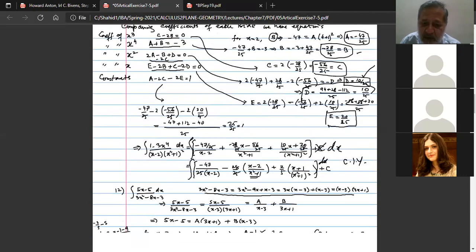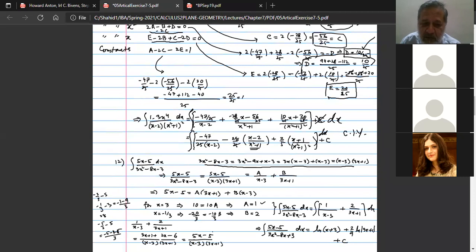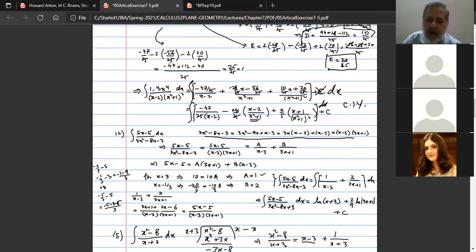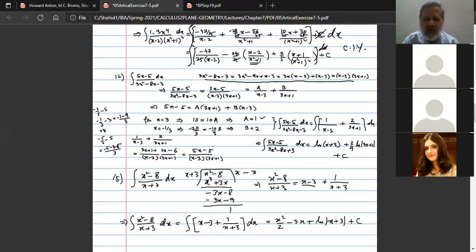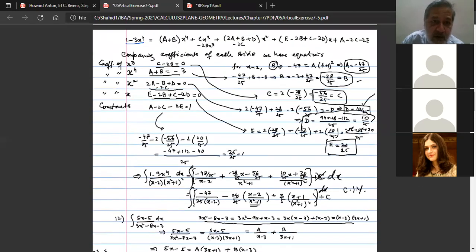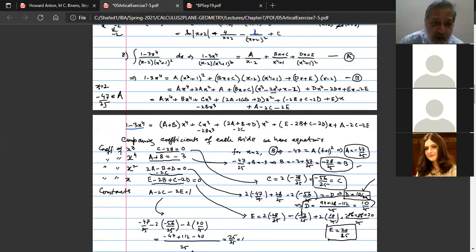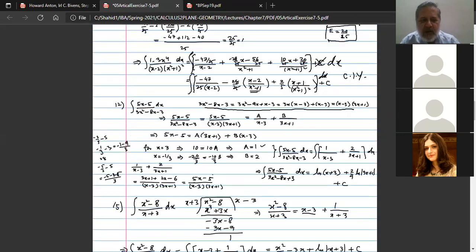I have described 2 major cases. One where only linear factors are there. The other, there are quadratic factor, repeated quadratic factor. I won't be considering for final exam because repeated quadratic factor like this. There you have the repeated quadratic factor in the denominator. That makes things very complicated. It takes a lot of time.